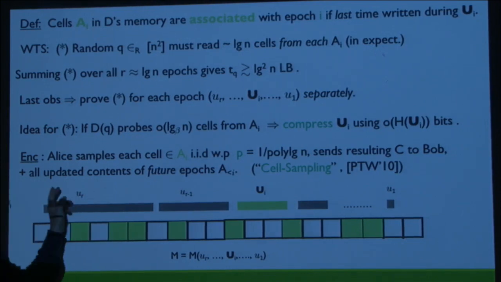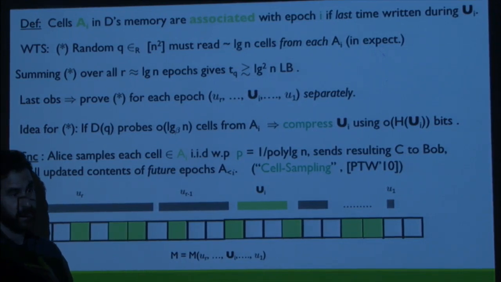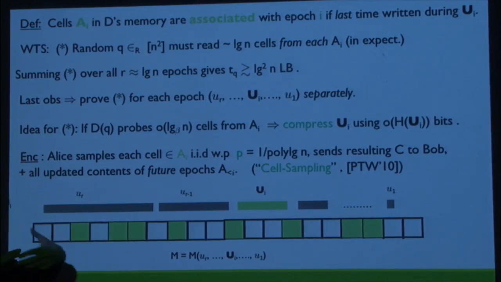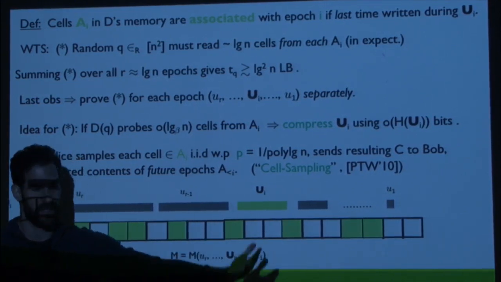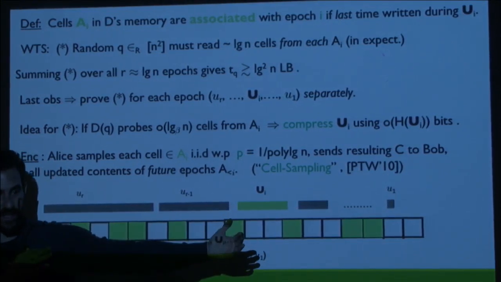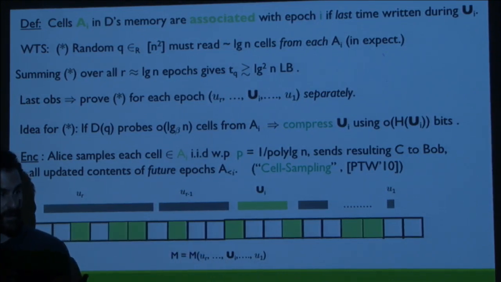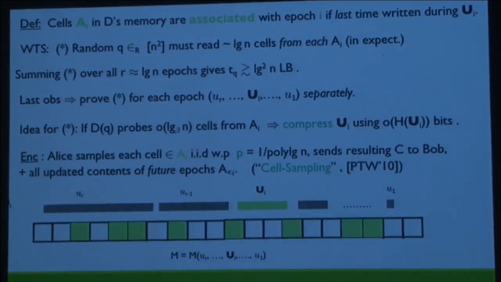So first, Alice is going to send all the updated contents of all the white cells that were updated in future epochs. That's going to be relatively cheap. Why? Because there are few of them, just few updates. And this is important because cells can get overwritten, so it's important that Alice sends all the updated content of all the future cells. The number of future cells that can ever be probed is negligible compared to this, because the update time is low.